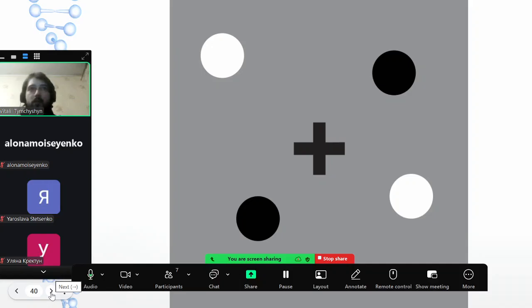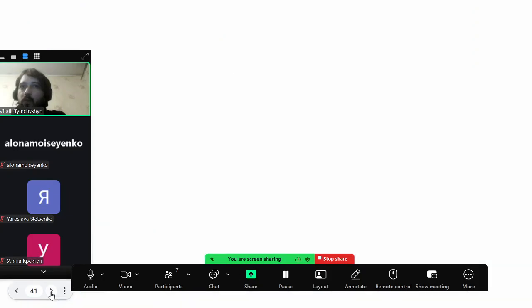Good, I hope you're ready, so let's go. Look at the cross. I'm measuring some time, so try looking more or less steadily at that cross, and after, I guess, 30 seconds pass, I will switch the slide, and you should be able to see some sort of after image after looking at all of these things. Ready? Set, go.